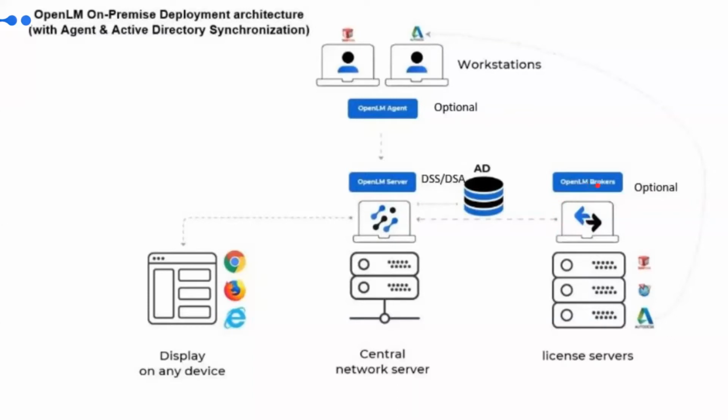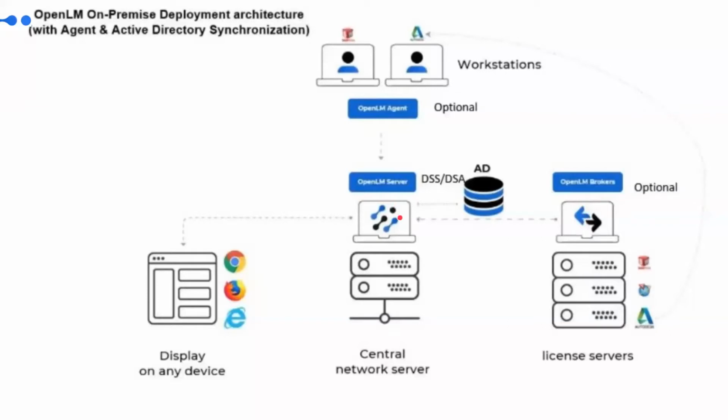Now, this broker will interface with different license managers like FlexLM, DSLS, all those license managers which are supported by OpenLM, and then it transfers the data, it communicates with the OpenLM server. Now, if your organization is using Active Directory, then you can also synchronize the Active Directory with OpenLM.